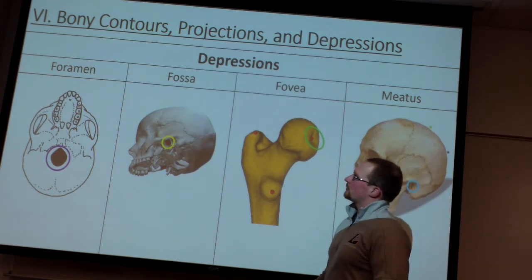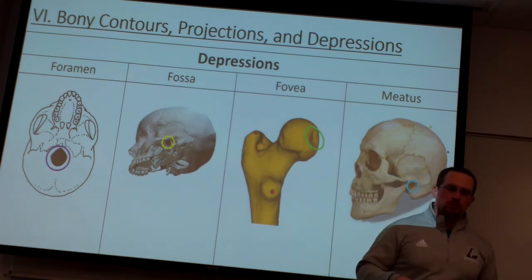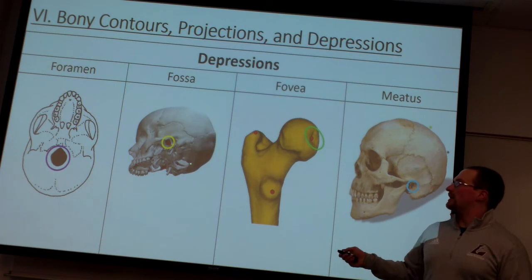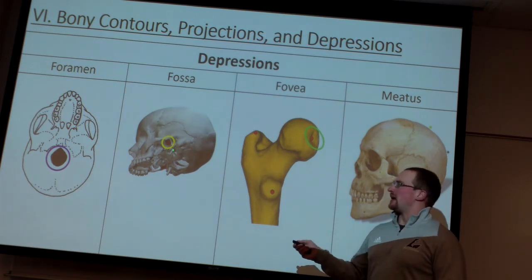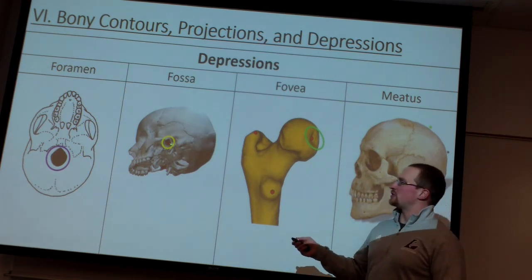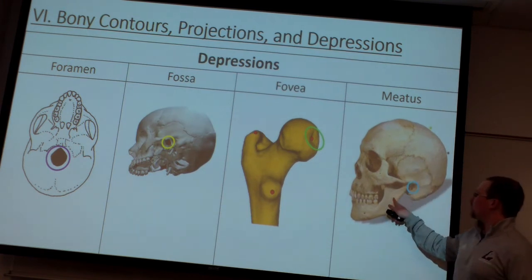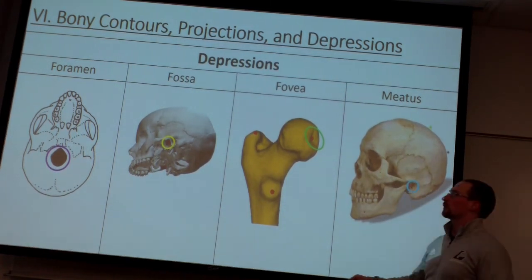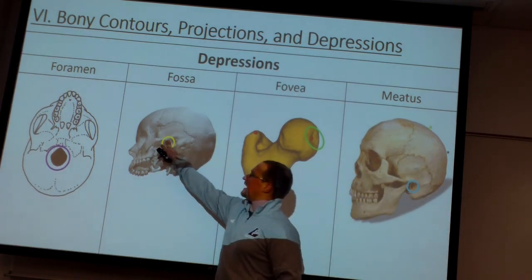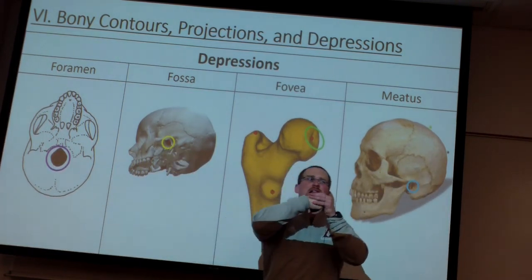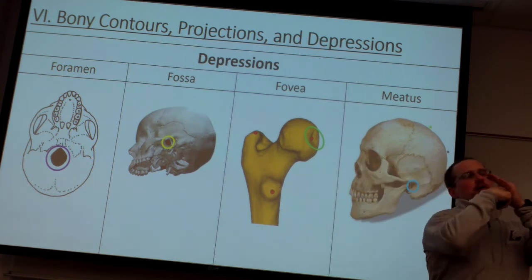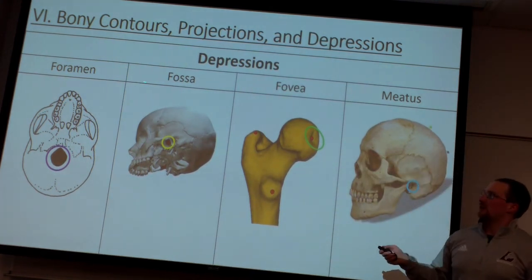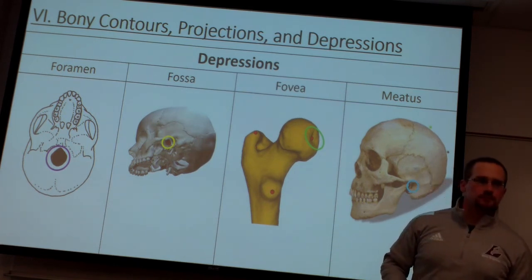Fossa. This is a shallow depression, okay, into a bone. And what we got here is the mandibular fossa. Essentially, this is where the jaw comes in contact with the skull. So where it comes in contact, this depression is kind of like a little notch there where the jaw can pivot. That's what's considered a fossa.